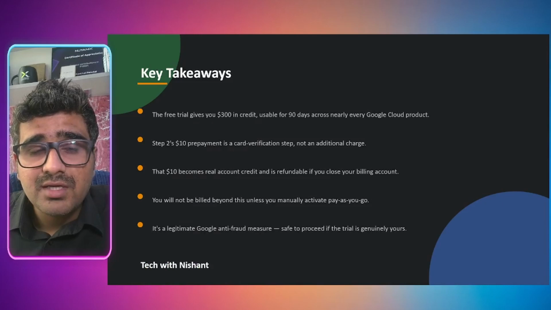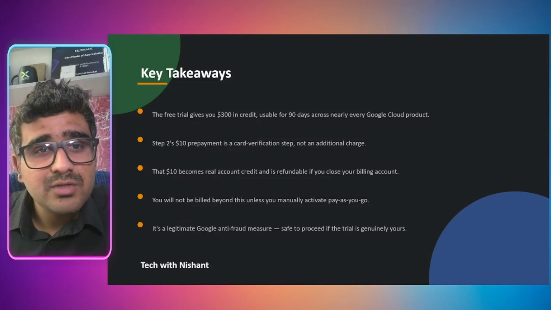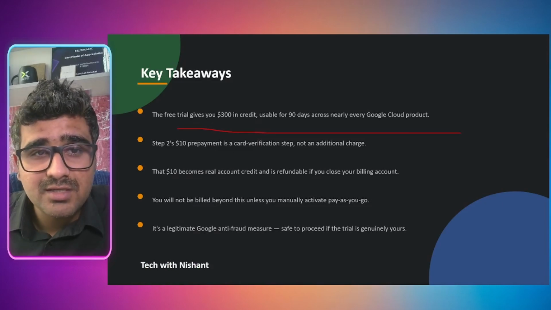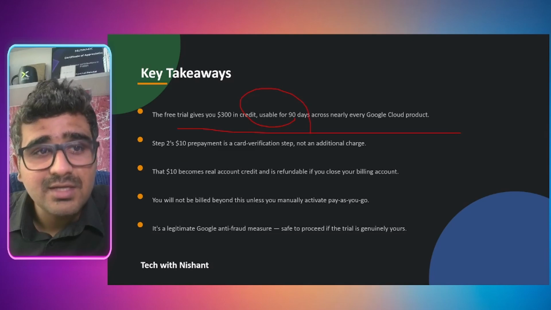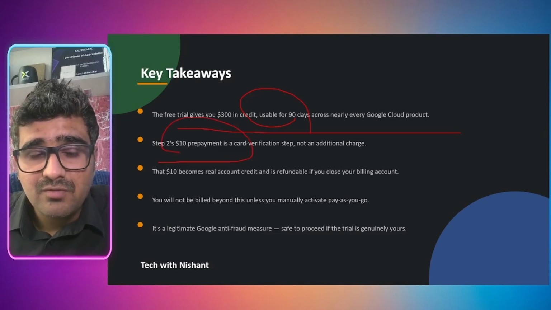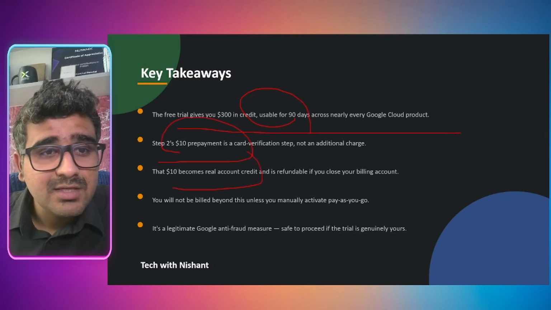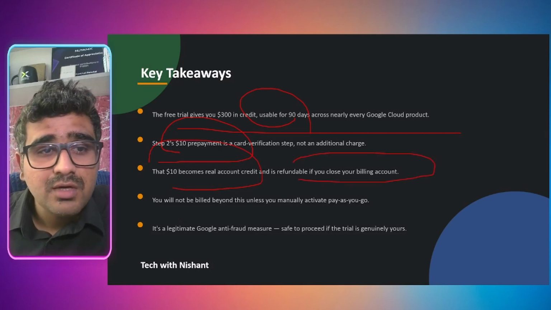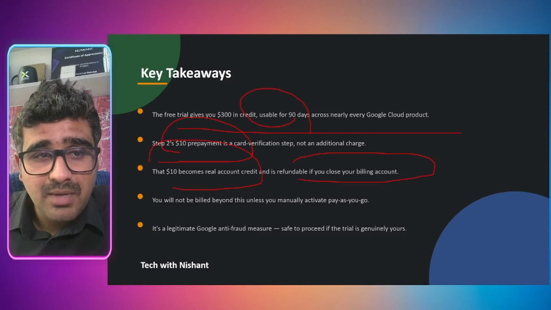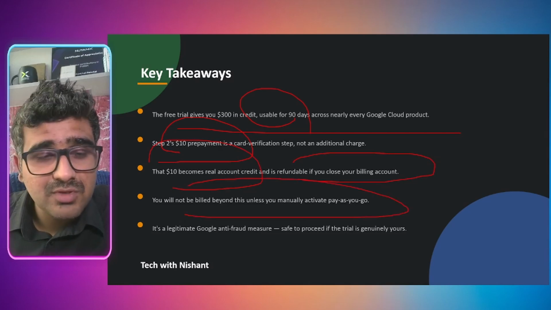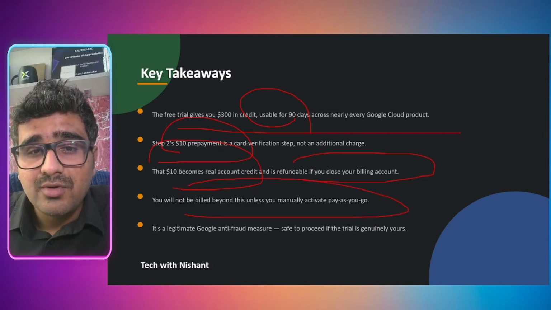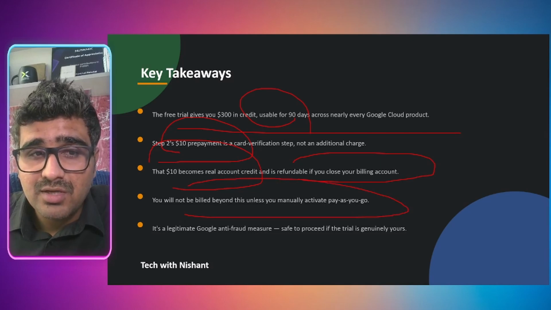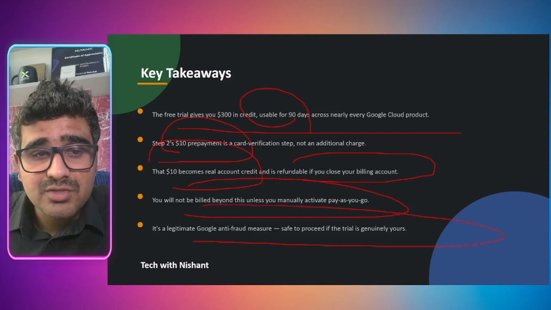Now let's quickly check the takeaways so far. There are $300 credits you will get, and they will be valid for 90 days. The $10 is the prepayment for the card verification, nothing else. The $10 becomes a real account credit and is refunded once you close your billing account. You will not be billed beyond this unless you manually activate pay as you go, and only then will it change. It's legitimate, there is no fraud. So far this is pretty much clear. It's very simple, and these are the takeaways.